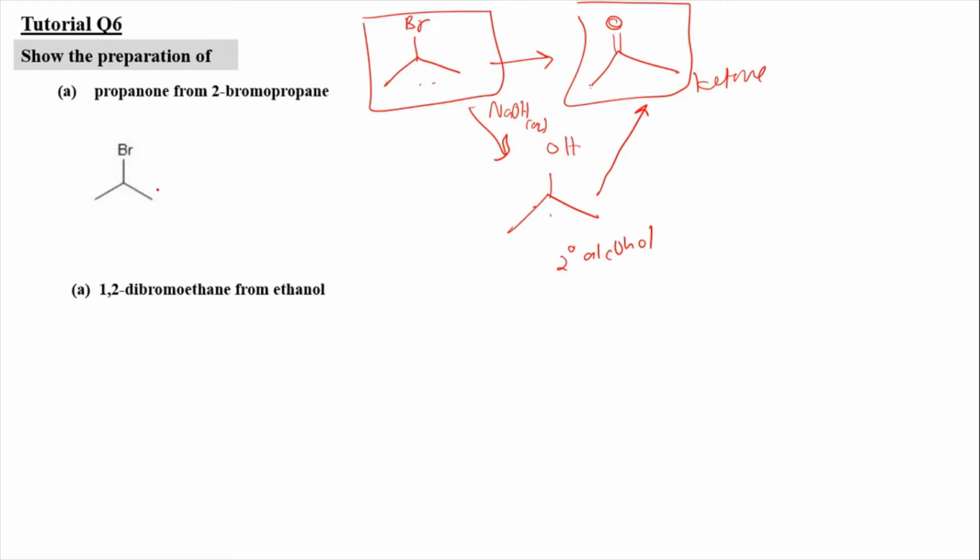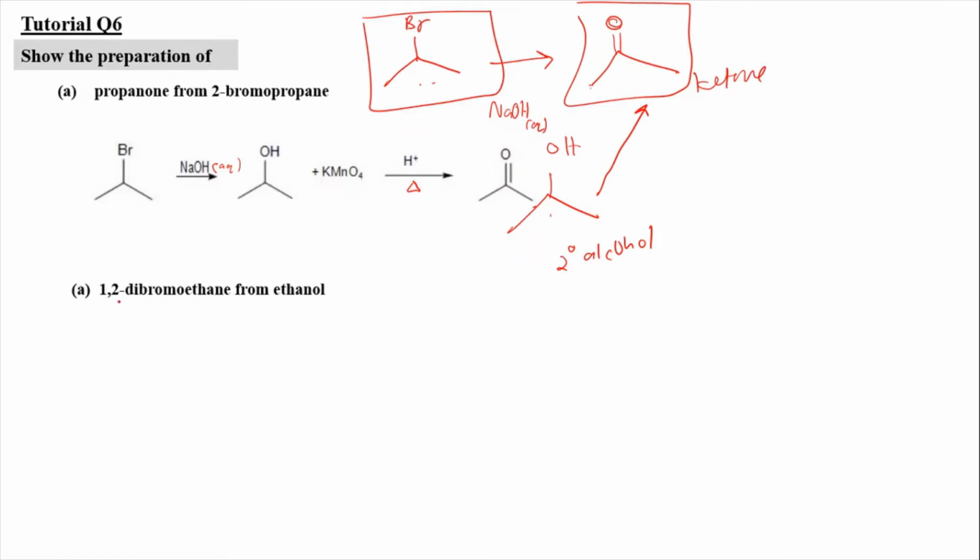Okay, so let me draw it nicely here, which is the 2-bromopropane, and then I'm going to use NaOH aqueous, and then it's going to undergo nucleophilic substitution reaction, where the Br is going to be replaced with OH, and then I'm going to oxidize it with KMnO4 at acidified condition at high temperature, and this is going to produce a ketone. Okay.